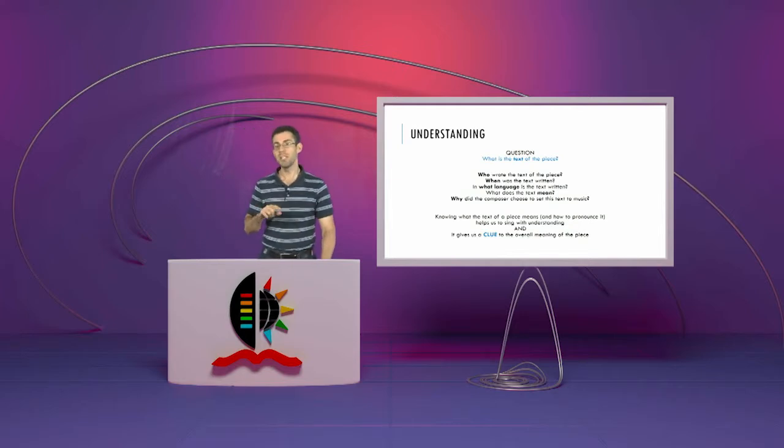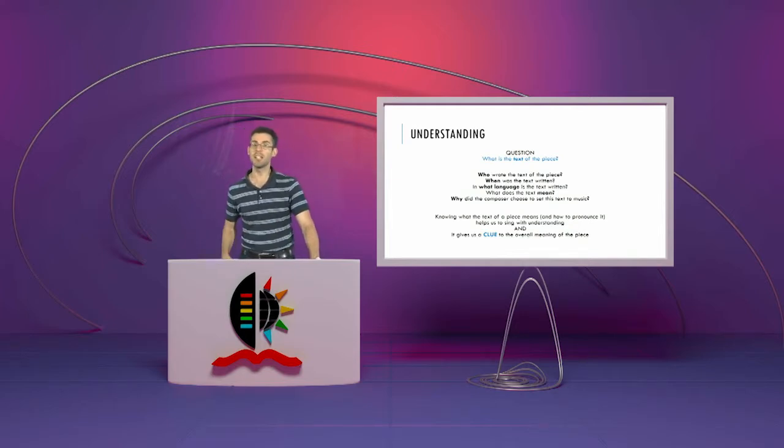Knowing what the text of a piece means and how to pronounce it then helps us to sing it with understanding. So if you've never really understood the text of Giacomo, but you've sung it many times, you may want to ask yourself before you conduct it, what is the meaning of this piece? Did the composer try and get the meaning of the text over in the music? And we'll have a look at that and how he does in a minute.